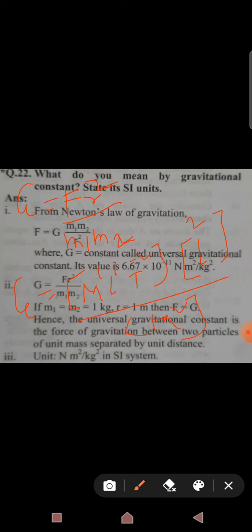Now we have to simplify it. The m square in the denominator goes to the numerator, so it will become M raised to minus 1. Now the L to the 1 and the L square, it will become L raised to 3, and T raised to minus 2.